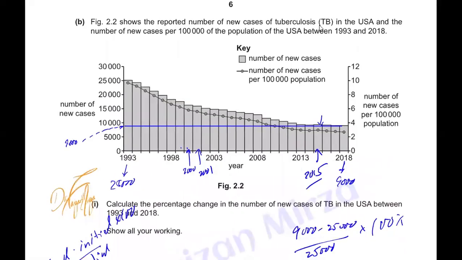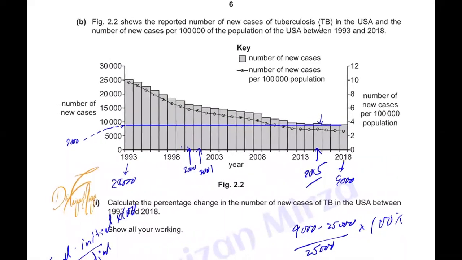Moving on, the question then moves on to tuberculosis. Tuberculosis cases are provided to you in USA from 1993 to 2018. This is 1993, this is 2018. Number of new cases per 100,000 of population and the number of new cases as well. So this is the information provided to you for TB.